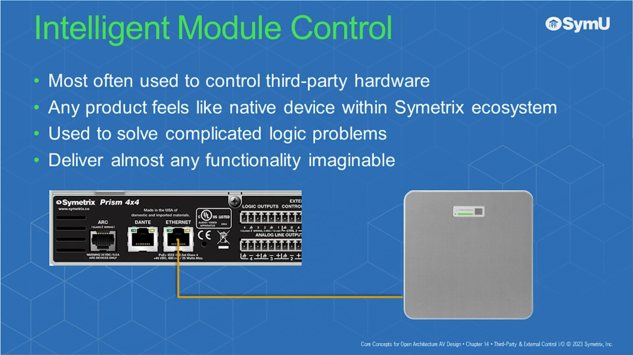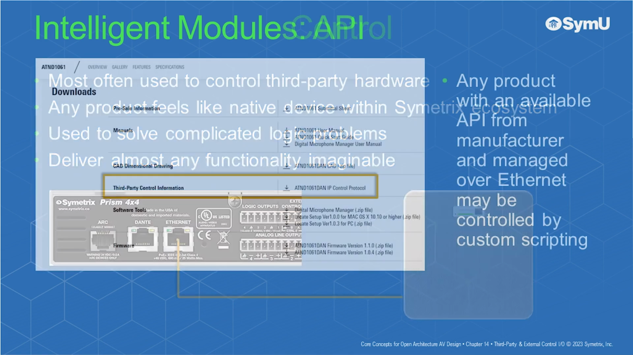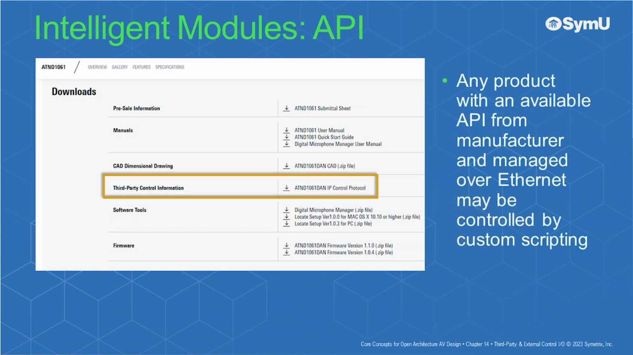Intelligent modules are most often used to control third-party hardware, allowing any product to feel like a native device within the Symetrix ecosystem. They can also be used to solve complicated logic problems, delivering almost any functionality you can imagine. Any product that has an available application programming interface, or API, from the manufacturer and is managed over Ethernet may be controlled by custom scripting.